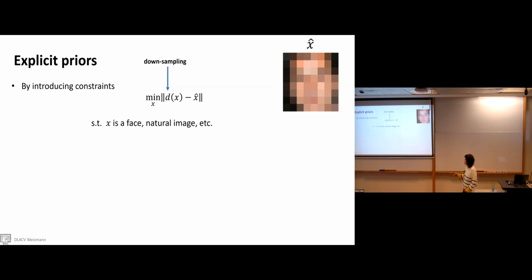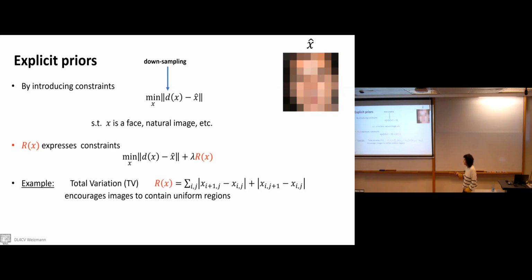them to be as similar as possible, but you can get many high-res images that give you this solution, so you introduce a constraint. What kind of a constraint? X is a face, X is a natural image, etc. So how are you going to do it? Explicitly, mathematically, you are going to introduce some regularization like this, a very common regularization called total variation, such that nearby pixels have a similar intensity, and this encourages images to contain uniform regions.